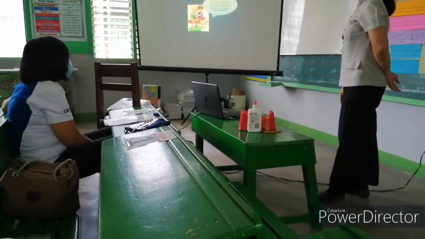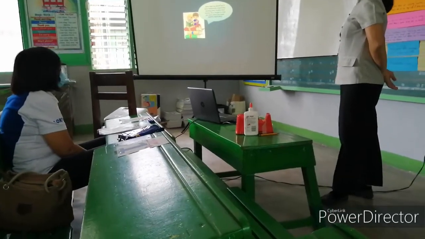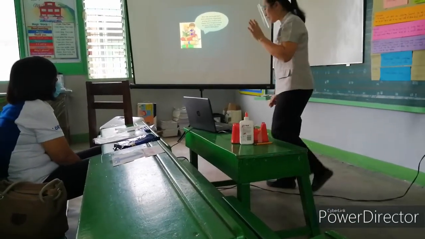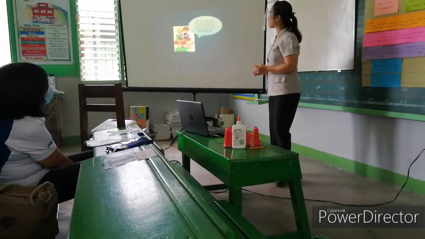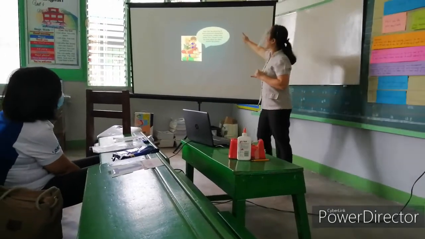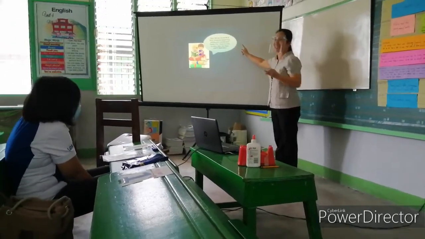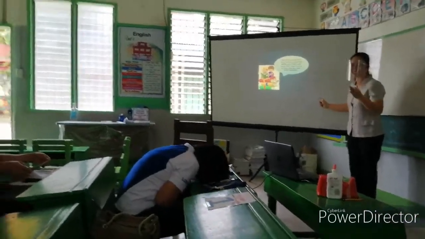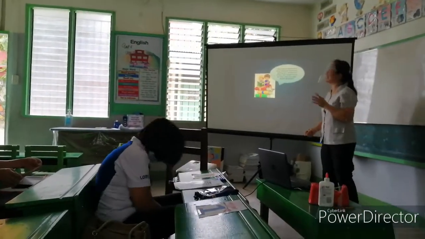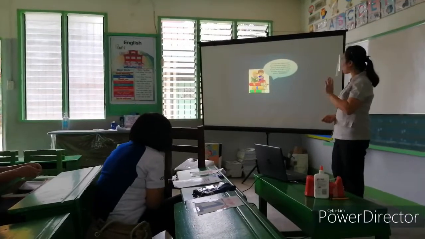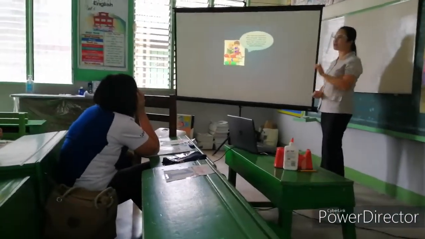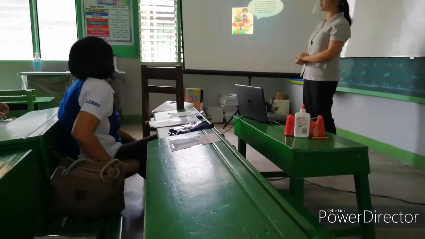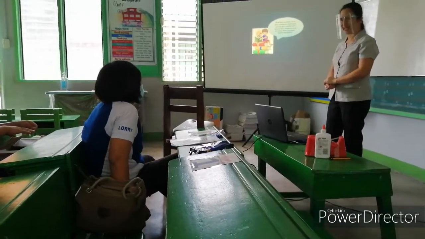Okay, and now you know the five story elements. Again, what are the key elements of the story that we have? The title, the character, the setting, the plot, the conflict and theme. So, when you are reading, don't forget to look for them.